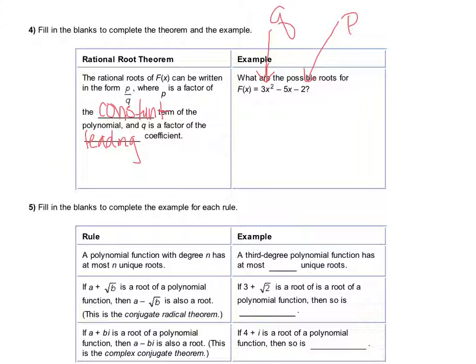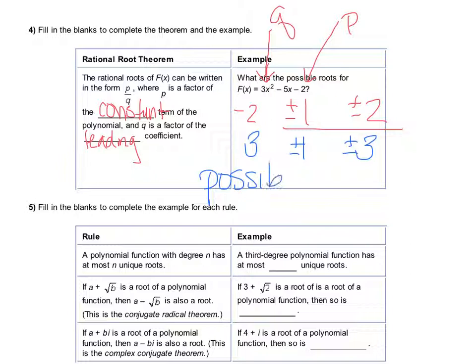So if I start off with -2 and I'll list out all of my factors of -2. Well, I can divide -2 by 1 and I can divide -2 by 2. And that 1 can be positive or negative, and that 2 can be positive or negative. And if I think about my q's, which come from my 3, I can divide 3 by 1 or by 3, and again, it can be positive or negative. So what that means is that my possible roots would be, I just divide.